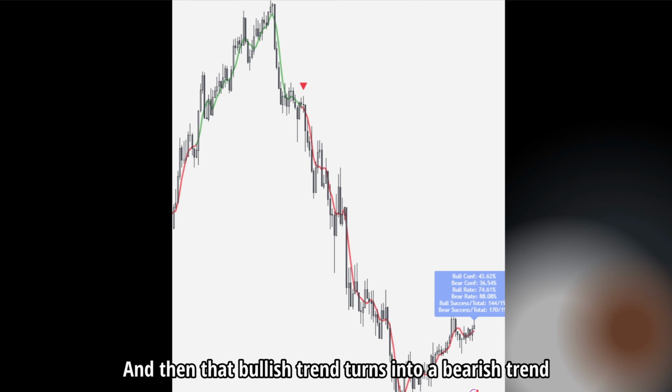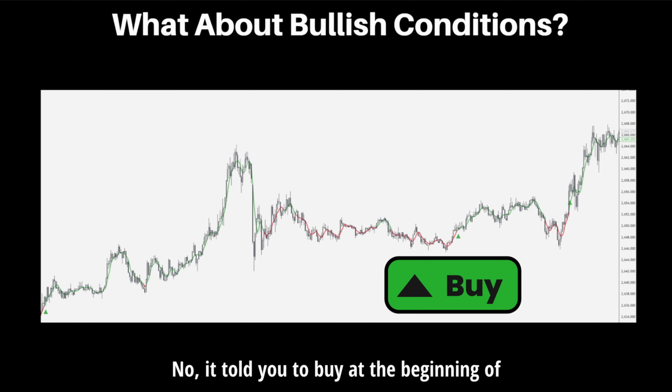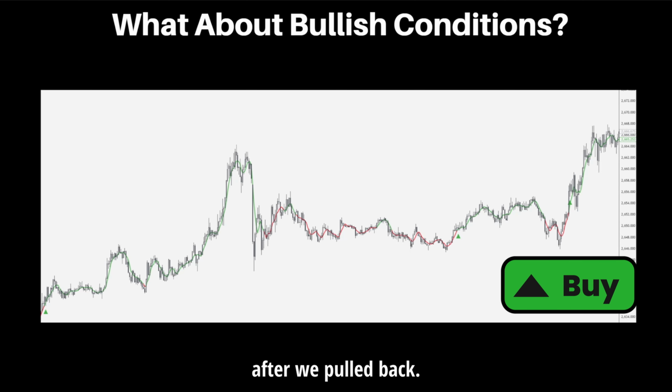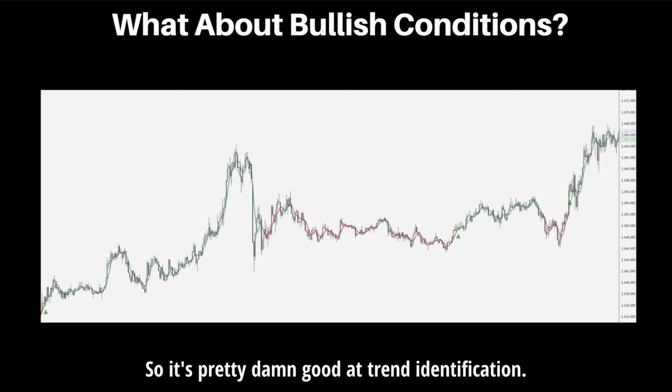Now, you probably saw that these were all very bearish conditions, and it's pretty easy to say, yeah, but hey, those are bearish conditions. How about bullish conditions? Well, here they are. I don't know if you can see it pretty well, but here we have an uptrend, and the indicator did not give one single sell signal. No, it told you to buy at the beginning of the trend, and it kept on telling you to buy after we pulled back. So it's pretty damn good at trend identification. That's pretty mesmerizing to me.